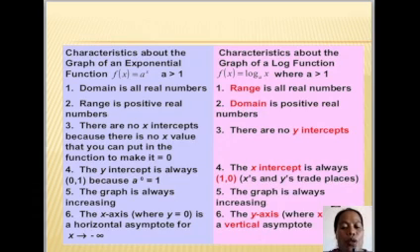Next are the characteristics about the graph of a logarithmic function. F of x is equal to the logarithm of x to the base a, where a is greater than 1. Number 1, the range is all real numbers. Number 2, the domain is positive real numbers. Number 3, there are no y-intercepts. Number 4, the x-intercept is always (1, 0). Number 5, the graph is always increasing. Number 6, the y-axis, where x is equal to 0, is a vertical asymptote. So those are the characteristics about the graph of an exponential function and the graph of a logarithmic function.